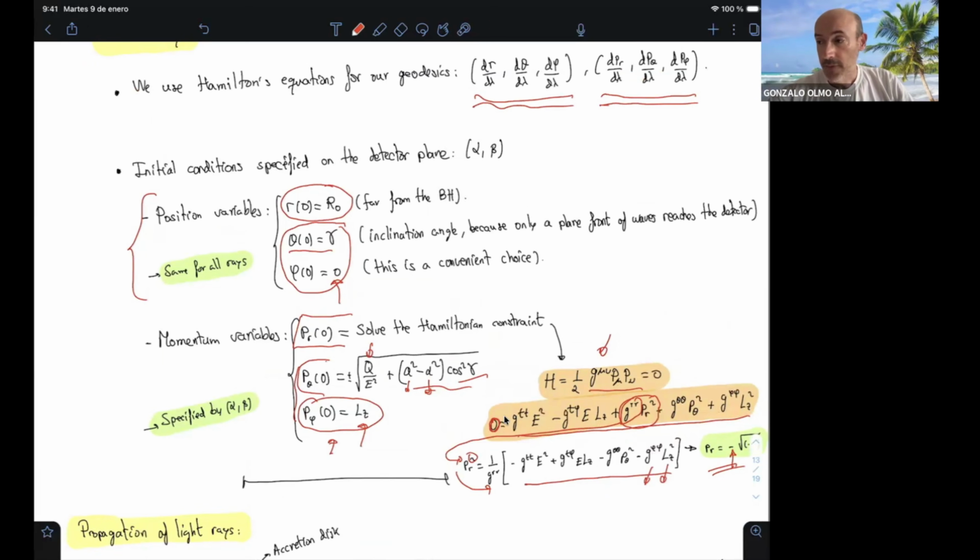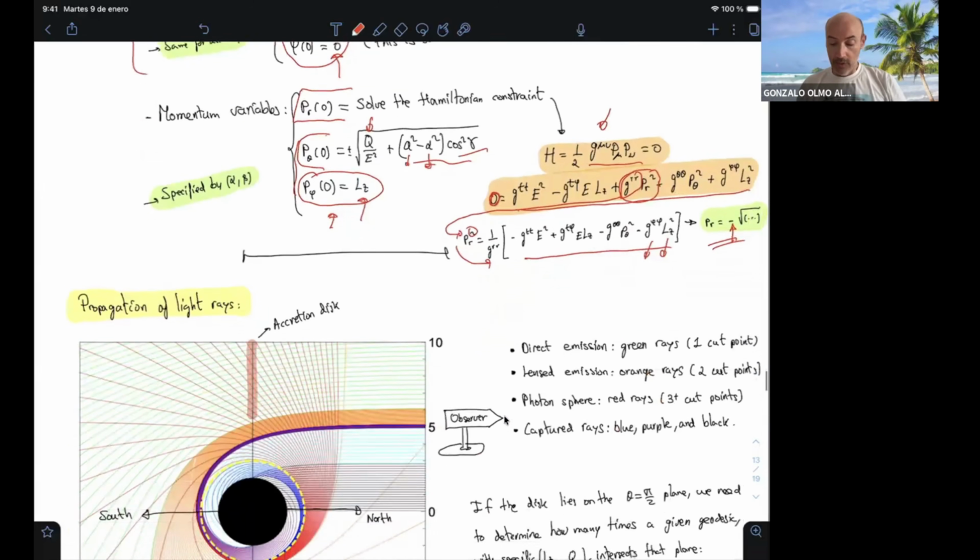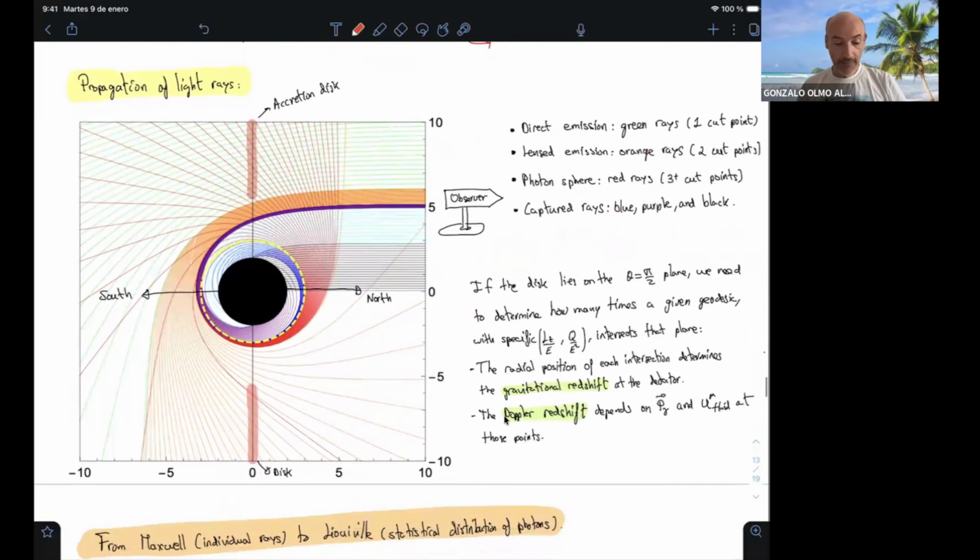Very good. So we have Hamiltonian equations, we have initial conditions for these equations, and these initial conditions are related to the position of the pixels on the detector, which is really great. So now we have a clear correspondence between our measuring device and the photons that are going to reach the black hole. Now let me explain a little bit what we expect to see.